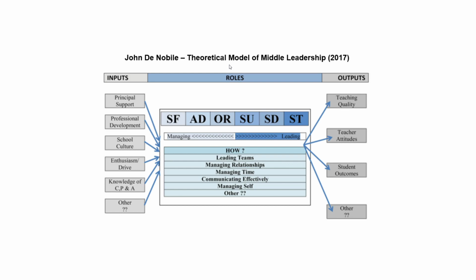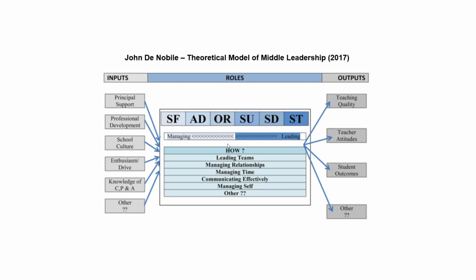Welcome to the second video, which explores the different roles of middle leadership as identified by John DeNoble in the theoretical model of middle leadership. The model identifies 6 different roles which are underpinned by the research but also from a survey that John undertook with colleagues in Australia and New Zealand.